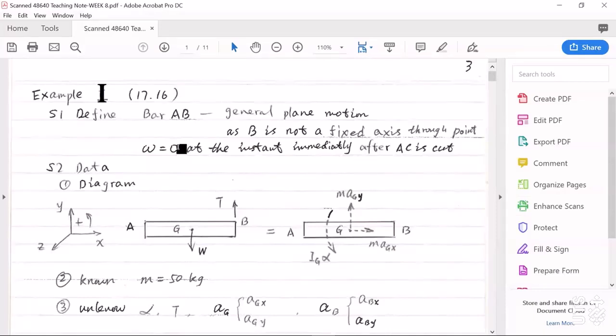At this instant, immediately after AC is cut, at this instant, the velocity of this bar AB is 0. So this means at this instant, the bar is still static. Its velocity is 0, but its acceleration is not 0.